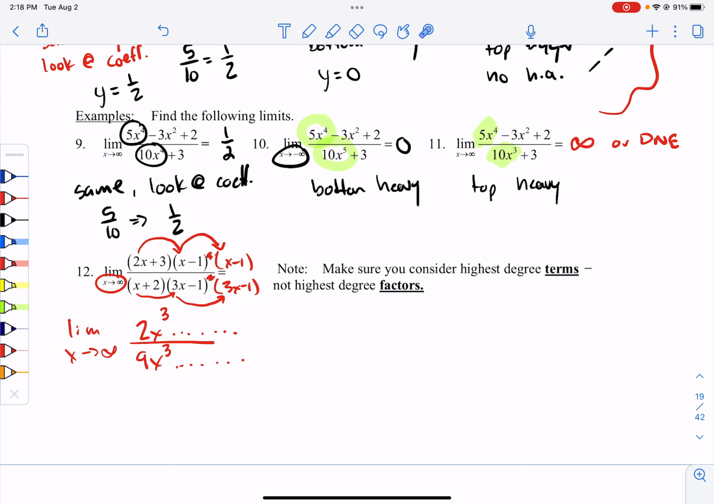The only thing I care about are these 2 biggest degrees. And they're the same. So I have the same on top and on bottom, which means I'm supposed to look at the coefficients. So I've got a 2 on top, a 9 on the bottom. That means my limit is 2 over 9. So that big ugly thing, the limit as x goes to infinity, is just 2 over 9. That's all you have to do, is consider the biggest x degree.